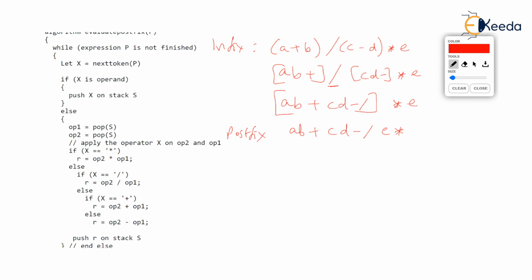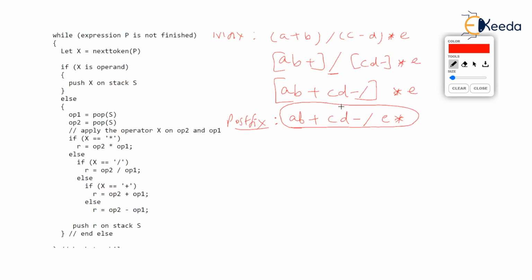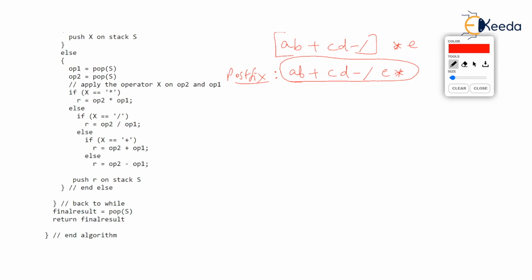And suppose we are now asked to evaluate this postfix. We will use our algorithm. Okay. Do you imagine some values for a and b? Imagine a is 5, b is 2, then plus. Then let's say c is 10, d is 2, minus, then slash, and e is 3 and multiply.